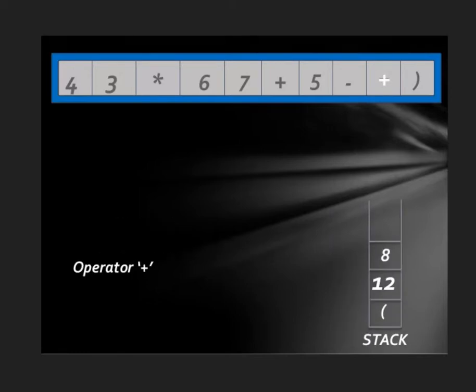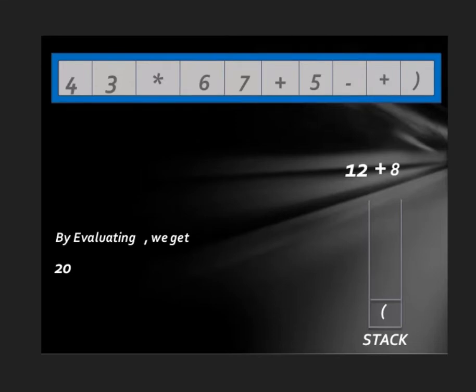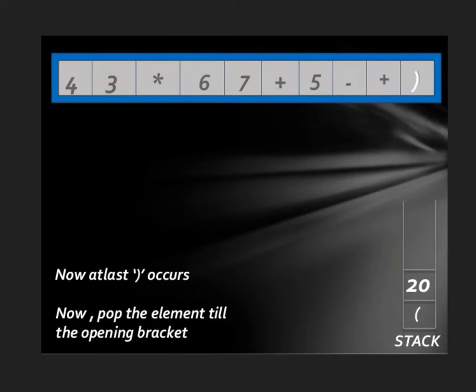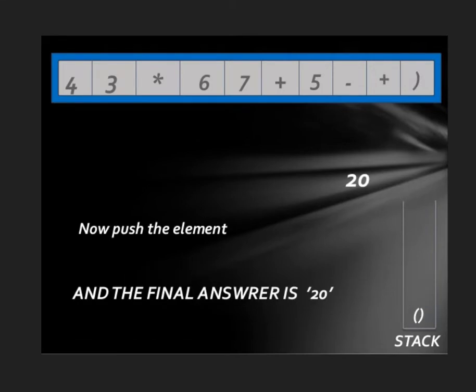The next one we have is an operator, so we need to apply the operator plus between the two topmost operands, that is 12 and 8. So 12 plus 8 is 20, so that will be pushed onto the stack. So that is going to be our result. At the last we don't have any other operators, that leads to the end of the postfix expression. So 20 is the result of the given postfix expression.